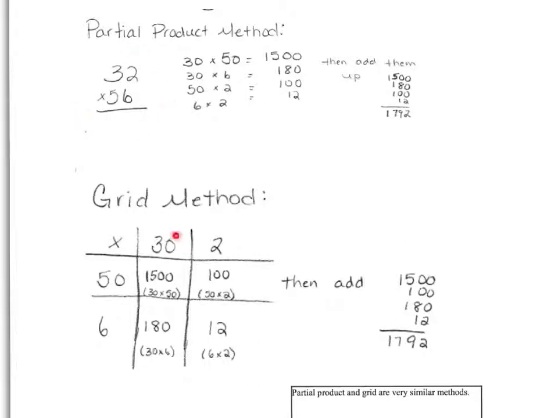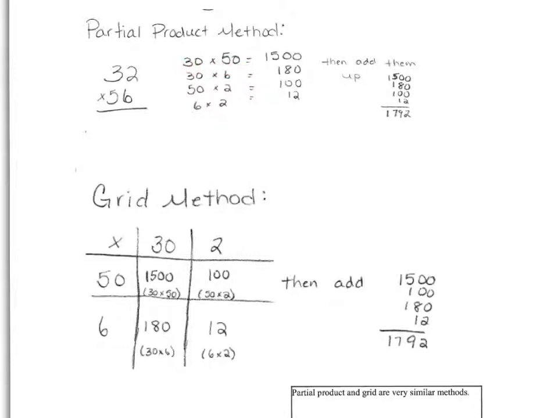So with the grid method, we would break it into its parts, 32 times 56. And it doesn't really matter if you put the 56 over here or the 30 and the 2 down here. It really doesn't make a big difference, but I've chosen to draw it like this. Here you take the 30 times the 50 in this box. 30 and 50 meet up in that box. You can see we've done that with partial product as well.